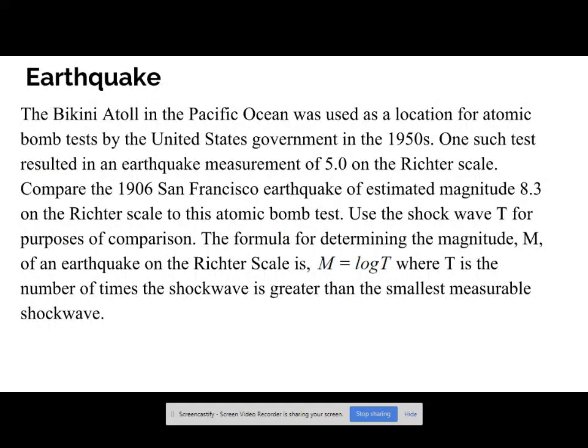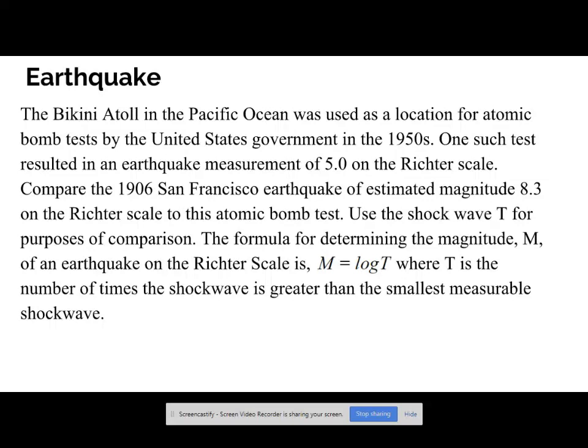Here's an example of a problem that you might see. I'm not going to read it word for word. I'll let you do that. But it talks about the U.S. Government testing nuclear bombs. I believe it was nuclear bombs, atomic bombs. And so the Bikini Atoll, I'm saying that wrong, I'm sure. Historians, you can slap me later. In the Pacific Ocean was used for these different tests.